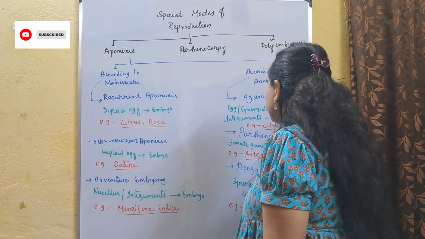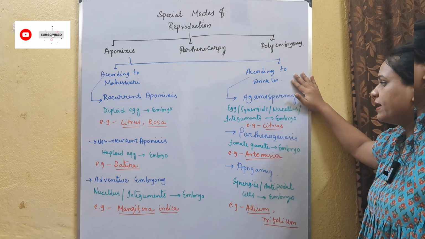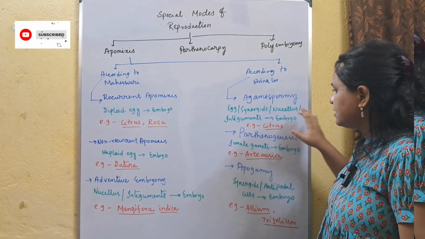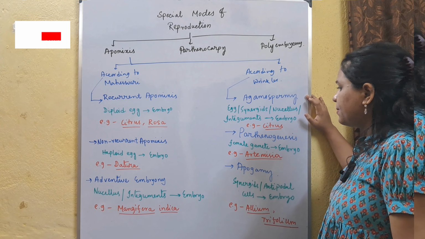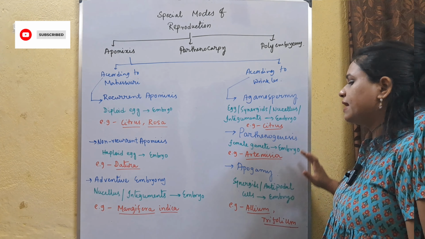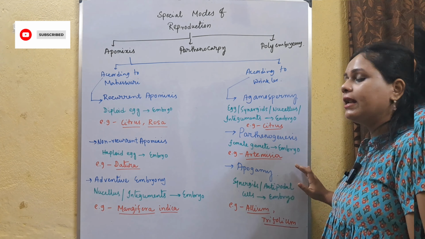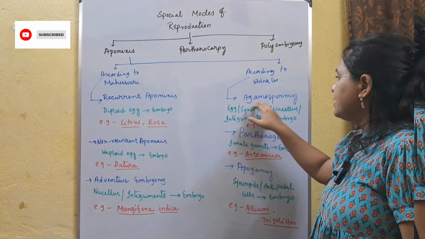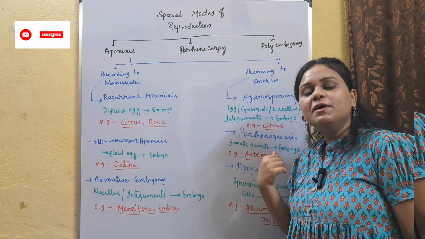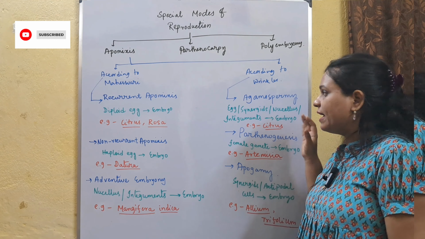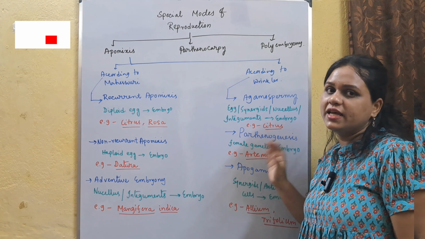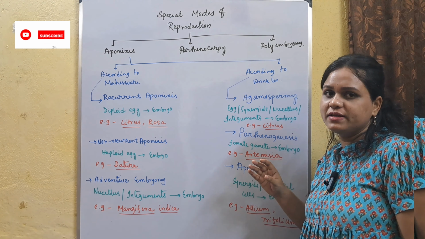Now coming to this part, Winkler has differentiated the same types of apomixis into some other names: agamospermy, parthenogenesis, and apogamy. In some books, some other names are also written, but it is more or less the same in definition. In agamospermy, the embryo can form from any part: from the egg, from synergids, from the nucellus or the integuments. It is seen in citrus plants.